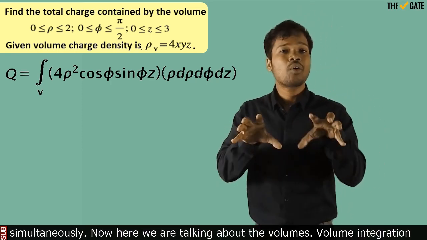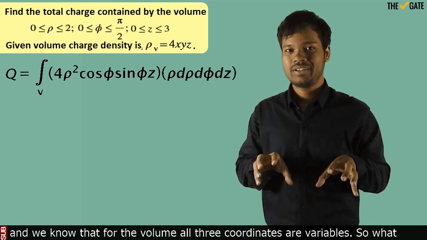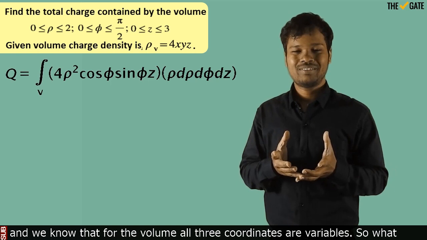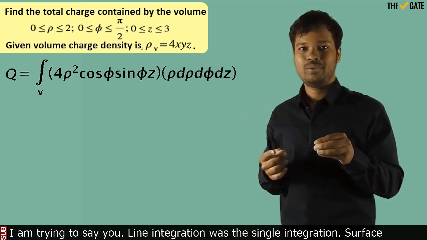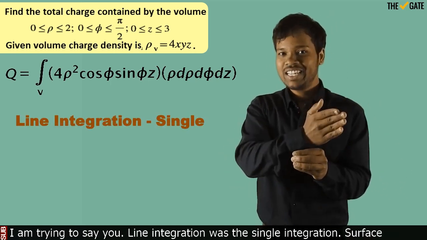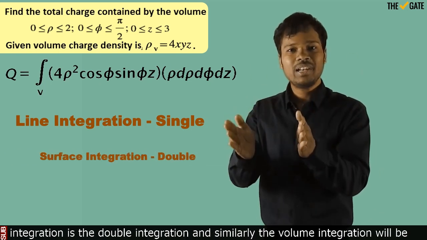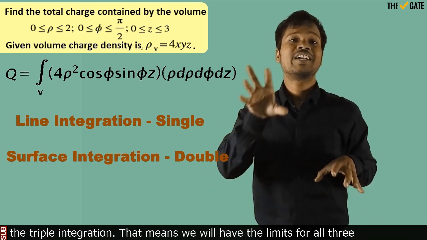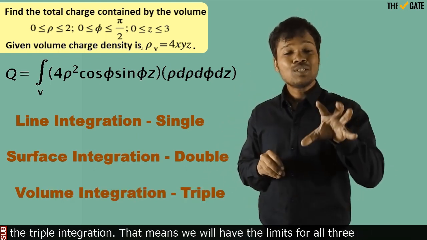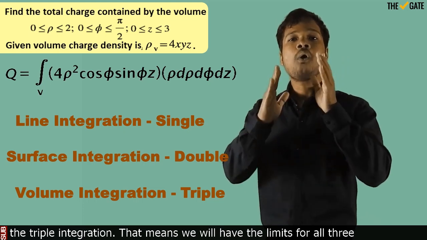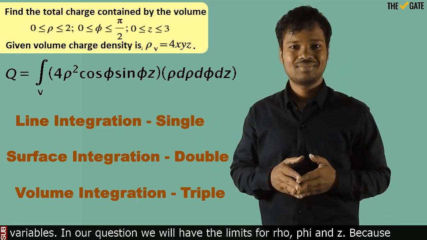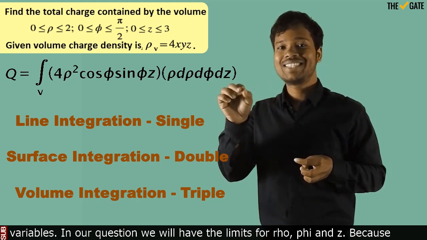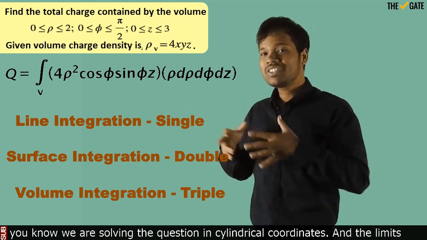Now here we are talking about the volume integration, and we know that for the volume all three coordinates are variables. So what I am trying to say is, line integration was a single integration, surface integration is a double integration, and similarly the volume integration will be a triple integration. That means we will have the limits for all three variables. In our question, we will have the limits for rho, phi and z, because we are solving the question in cylindrical coordinates.